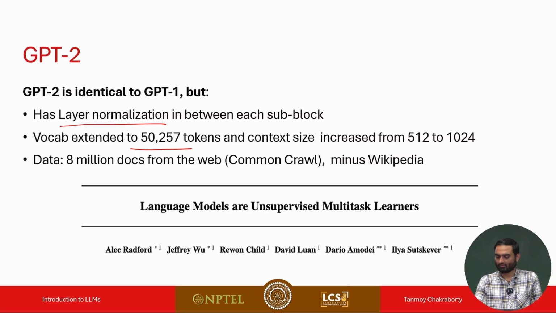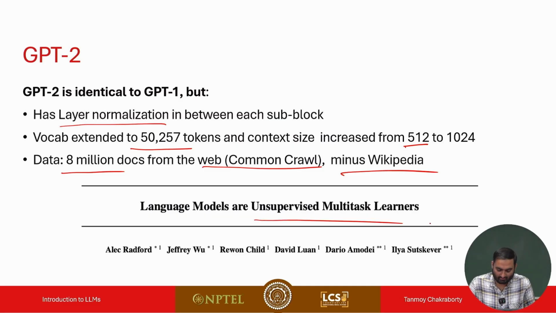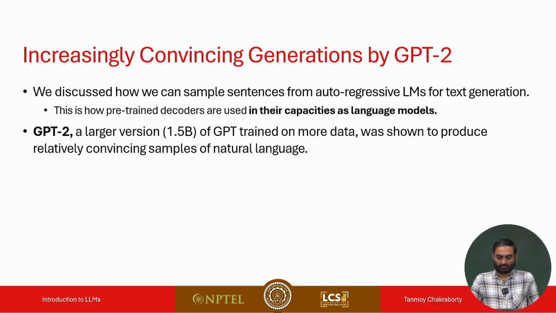Context size is now increased from 512 to 1024, right? Now your data is new data, which is Common Crawl data, the same data that was used in T5, 8 million documents, right? And of course minus Wikipedia. So this is GPT-2, and they showed that if you do unsupervised multitask learning, it basically helps.